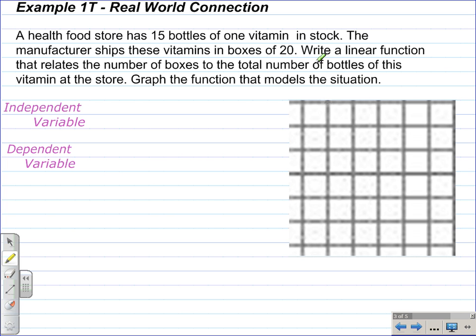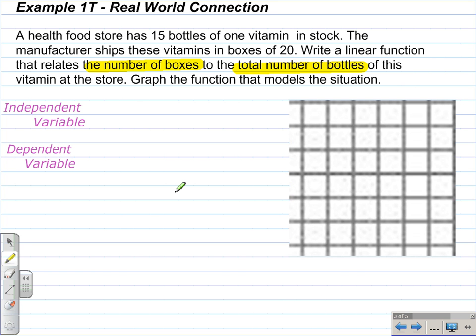In this sentence here, decoding this sentence in this problem, we write a linear function that relates. Right here, when it says write a linear function that relates, what follows that word relates are the variables. We're going to relate the number of boxes to the total number of bottles of this vitamin at the store. Now, we have to decide which one of these is the independent variable and the dependent variable.